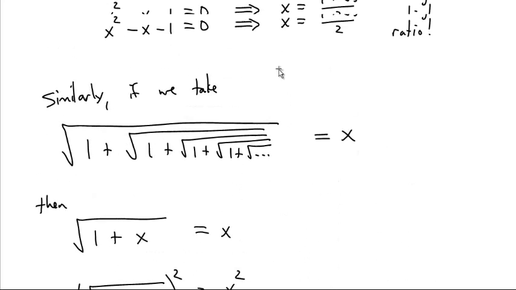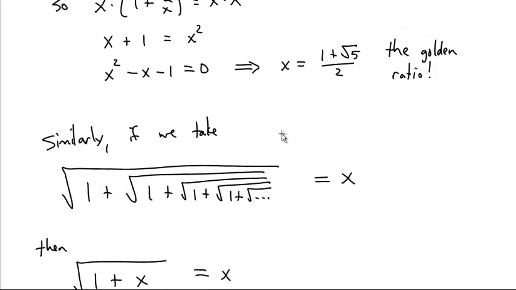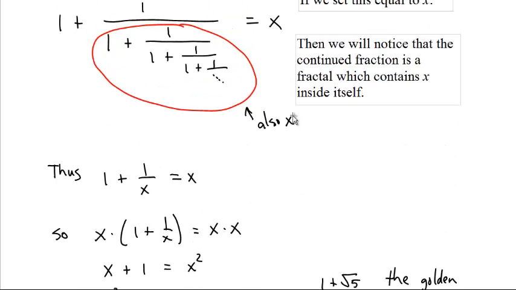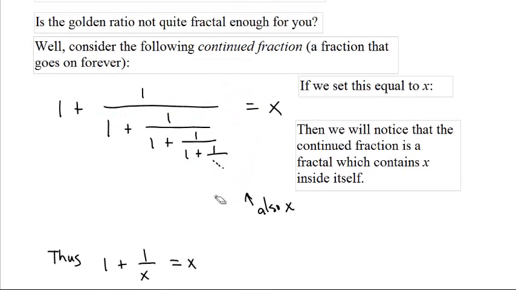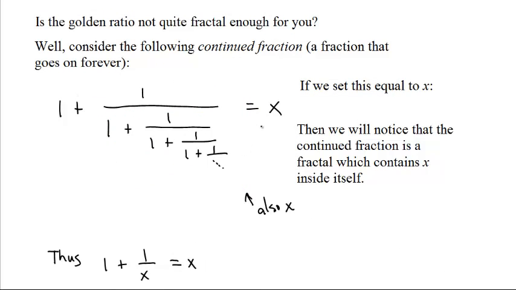So, this is a way to write the golden ratio, and that is a fractal. And this is a way to write the golden ratio, and it is a fractal. So now that should be fractal enough.